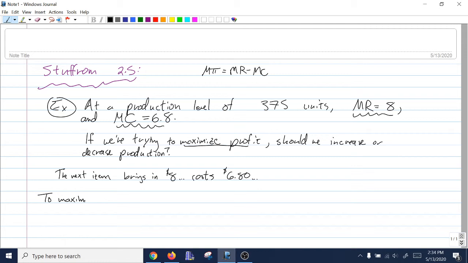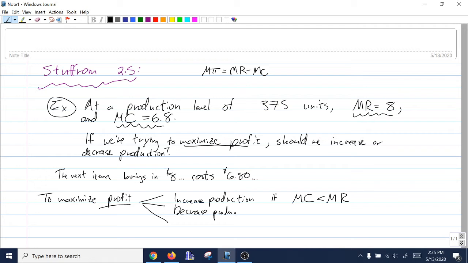And in general, to maximize profit, we want to increase production if marginal cost is less than marginal revenue. We want to decrease production if marginal cost is bigger than marginal revenue. Remember, this is telling us that the next item we make costs more than it brings in, so it says we shouldn't make that item.